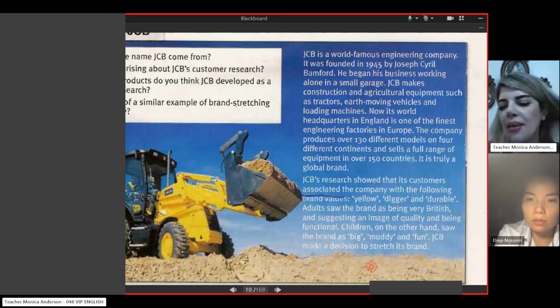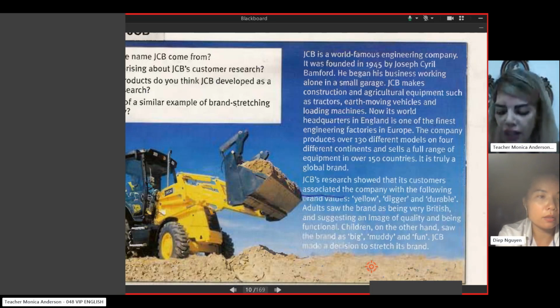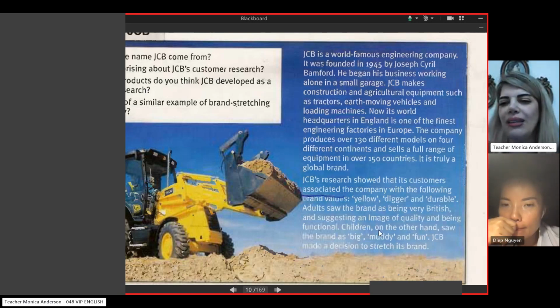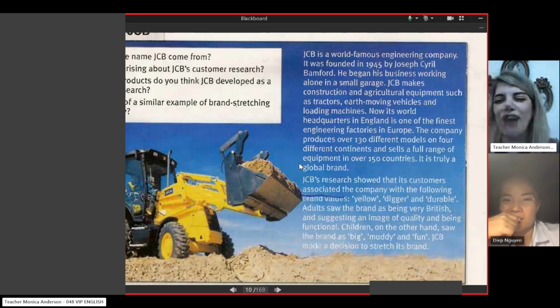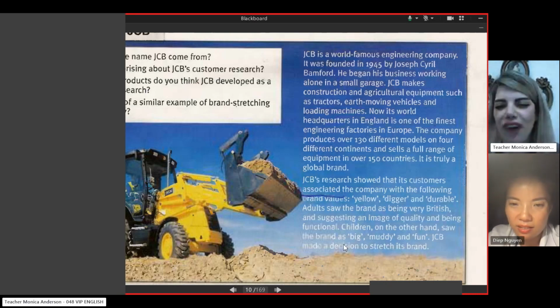Big, muddy, and fun. Okay, very good. So the first one, because children, for example, like to play with soil and water, with mud. So it's muddy, dirty, but it's actually fun. Big, muddy, and fun. Okay, and of course, we have some words. Agricultural: do you know the meaning of agricultural?